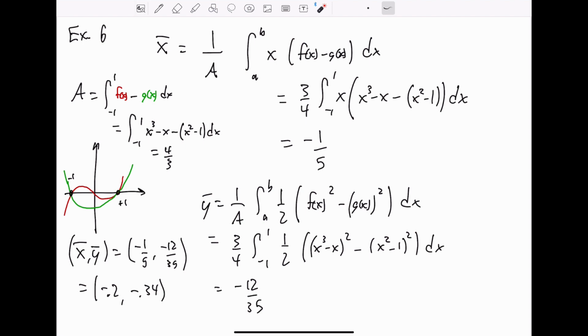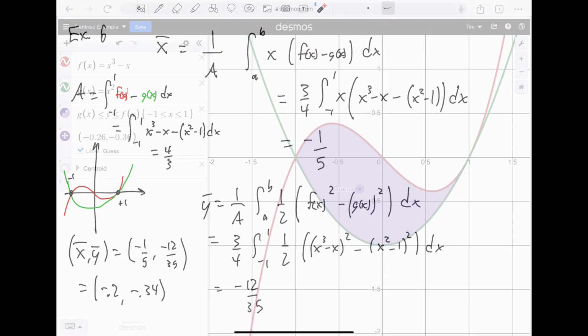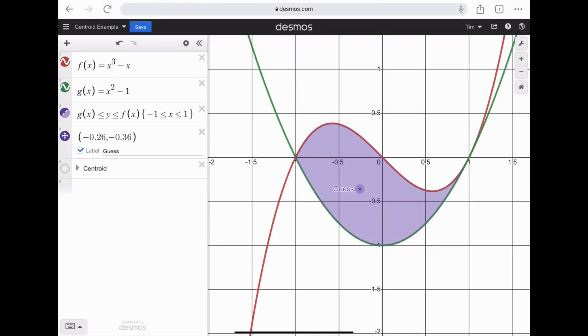Let's go back to Desmos and see what that looks like in the Desmos graph. So here once again we have the plot of the graphs in Desmos. There's our guess for where we estimate that the centroid will be. We'll see how close my guess is. But the actual centroid is at negative 1/5, negative 12 over 35. That is right there. Oh, the guess was actually sort of close, not too far off, but that is the true value of the center of mass. We could balance the entire two-dimensional shape on that single point at negative 1/5, negative 12 over 35.